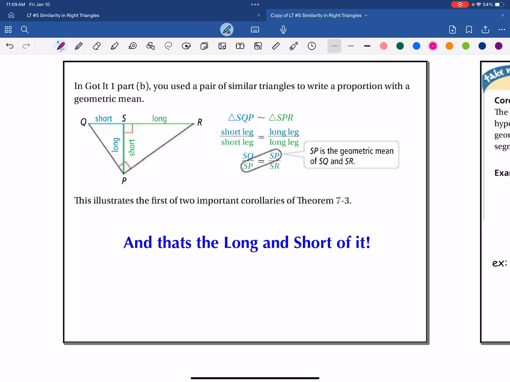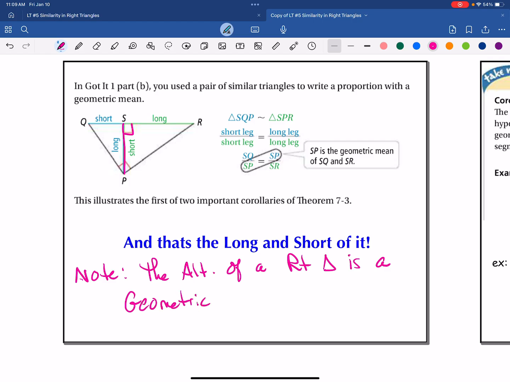Now we're going to apply those two ideas together. Here we have similar triangles. We drew the altitude of the right triangle PQR, and that altitude ends up being a geometric mean. So note, the altitude of a right triangle is a geometric mean. I'm going to show you what it's the geometric mean between in the next slide.